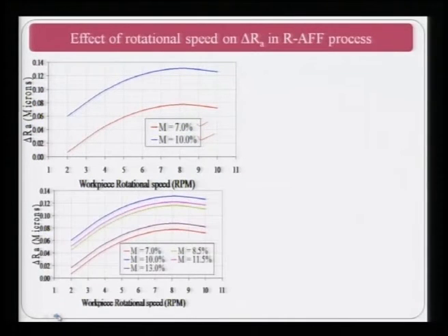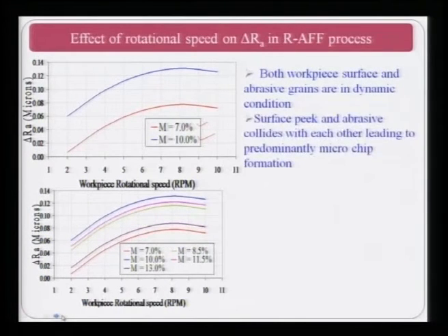Here again you can see for different cases that workpiece speed is there, then rotational speed is there. Here on the first graph, both workpiece surface and abrasive grains are in dynamic condition, surface peak, this is a peak, and abrasives collide with each other, leading to predominantly micro shearing.